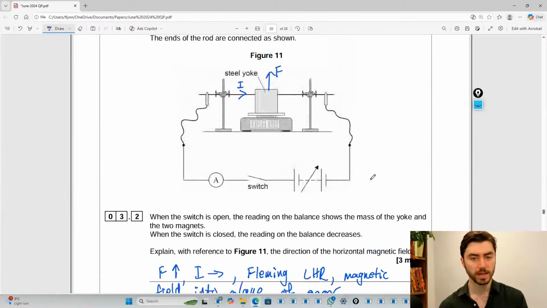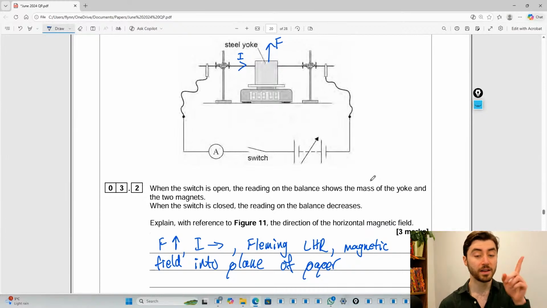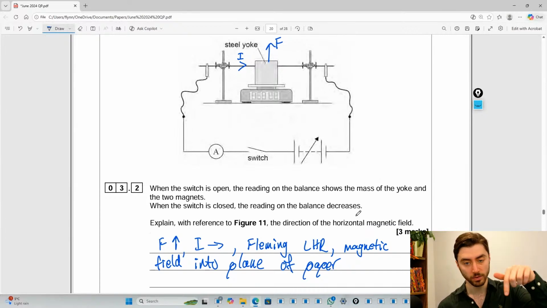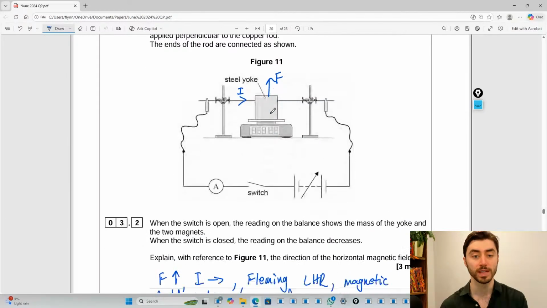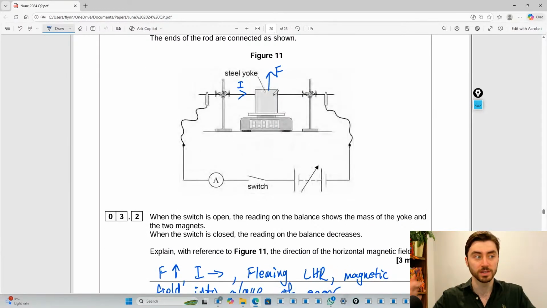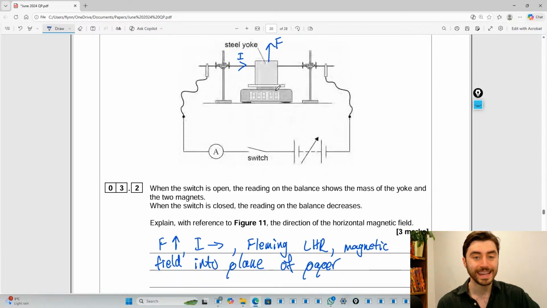The force on the rods would be downwards. Not the magnetic force, because you can see the reading on the balance decreases, which means there is less downward force. So when this force acts, it decreases the resultant downwards force. The weight is downwards, but the magnetic force from Fleming's left-hand rule is upwards to make the reading on the balance decrease.